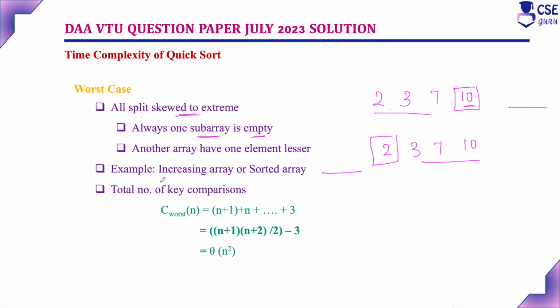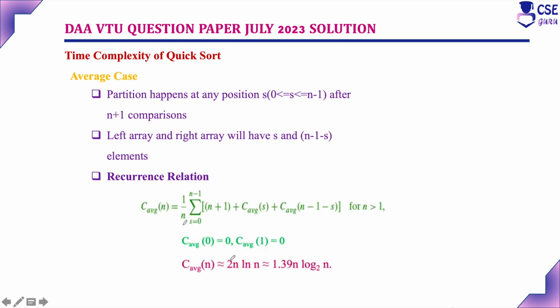For example, if you have an increasing array or a sorted array, this kind of worst case time complexity will happen. So here the total number of key comparisons is n plus 1, plus n, plus and so on up to 3. And if you work it out, you will get theta of n square as the worst case time complexity. And the average case time complexity, if you are considering, is when the partition happens at any position, at the mid element, after n plus 1 comparisons.